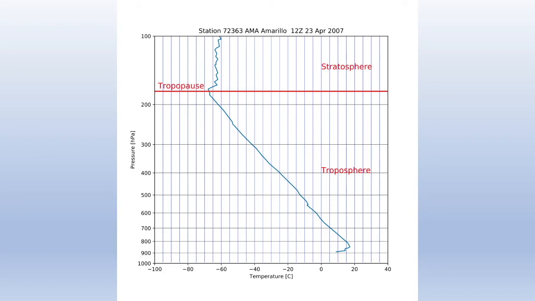And there's the tropopause again, and the stratosphere and the troposphere. But we're only going now from 1,000 to 100 hectopascals. Once again, here are the height references for this specific sounding, about 3 kilometers at 700 hectopascals, all the way up to 16 kilometers up near 100 hectopascals.